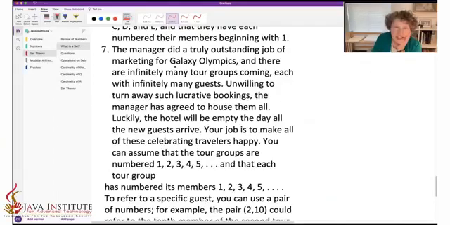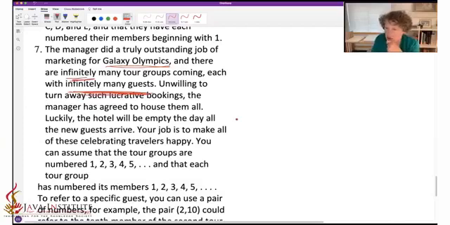Oh my gosh, this is the Galaxy Games, the Galaxy Olympics. We have infinitely many tour groups, which is nice. We're going to have a lot of people. And look at what happens. Each one has infinitely many guests. Now, if you had one tour group with infinitely many guests, you could put them in there. You wouldn't have a problem. But now we have infinitely many guests in each of infinitely many tour groups.